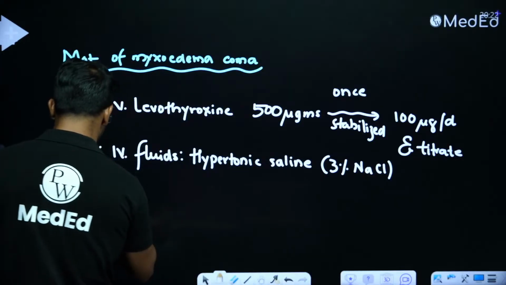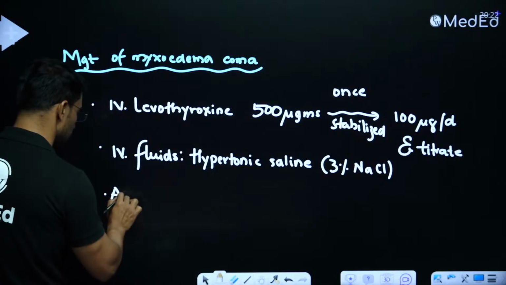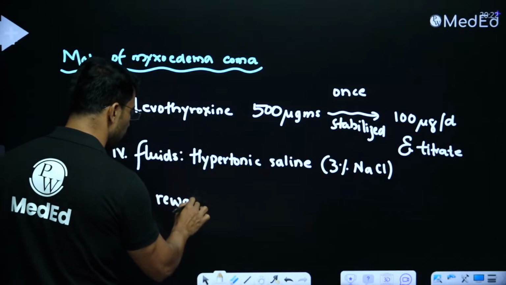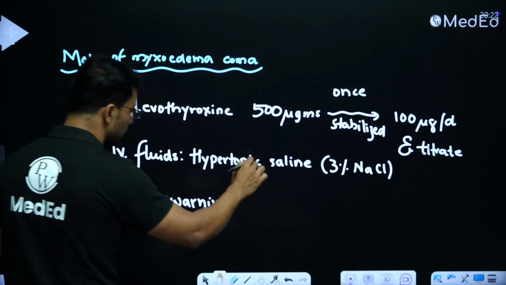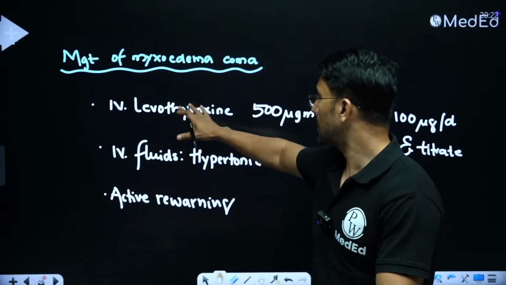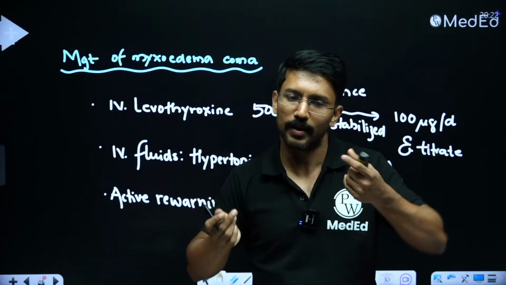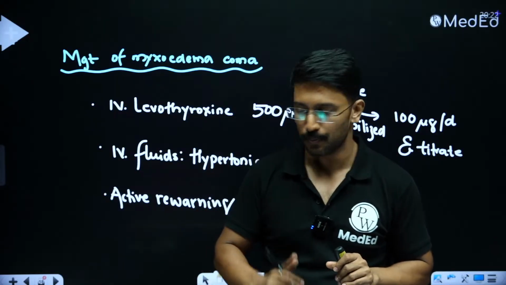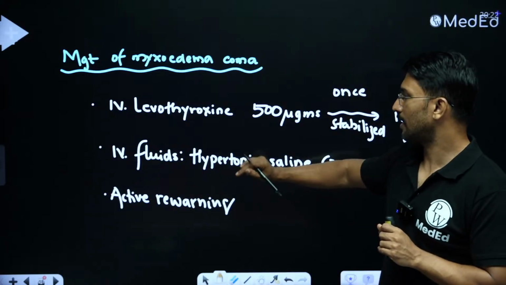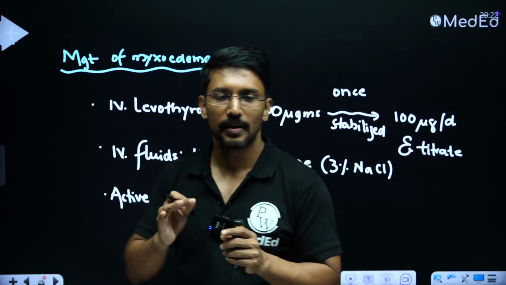Okay. And third, we might have to consider active rewarming, because they have hypothermia. They may die just because of hypothermia. So we need to rewarm them. We are giving thyroid hormone, and the body will start generating heat, but it will take its time. Before that he may die because of the hypothermia. So we need to follow active rewarming. We need to give them hypertonic saline and IV levothyroxine. This is how we are going to manage a myxedema coma.